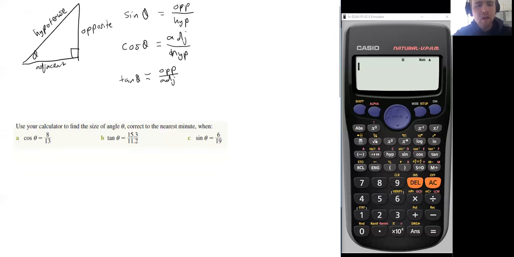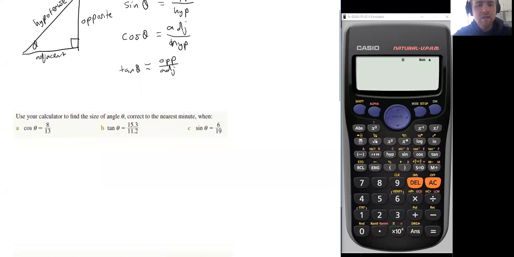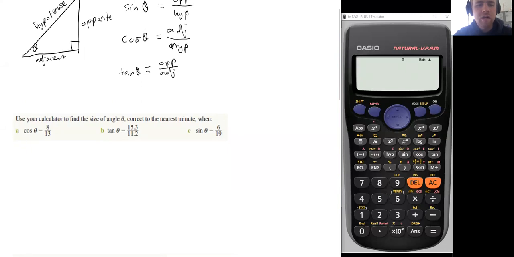Now, use your calculator to find the size of an angle theta correct to the nearest minute. So what we need to do here is remember how we can use our calculator to work these ones out. Now here we're all trying to find an angle. So what we need to do is use inverse trigonometric ratios to find these angles. It's kind of like when you do an equation and you want to move something to the other side of the equation, you've got to do the opposite operation.